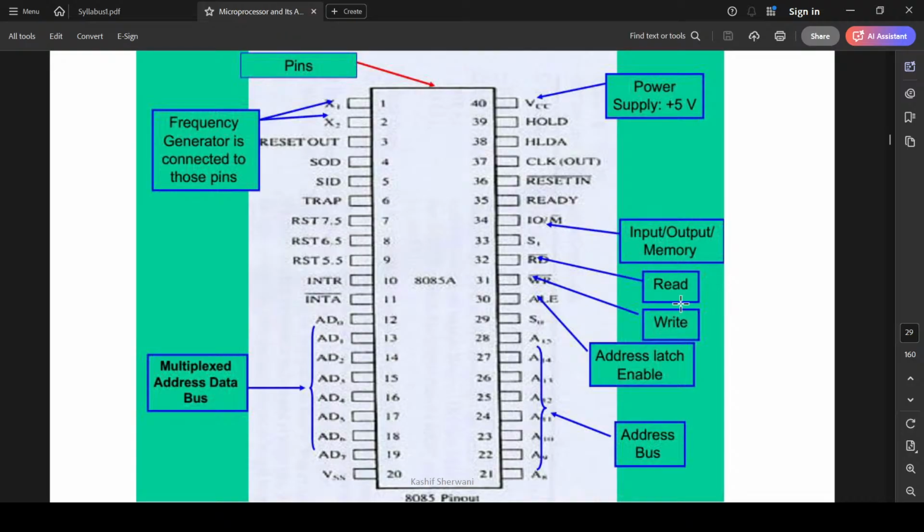Input, output, read, write, address latch enable, address bus, multiplexed address bus. Okay, this is the address bus and the multiplexed address bus. I'm going to draw it myself a few times after this class, so it will be embedded in my memory, not the 8085 memory.